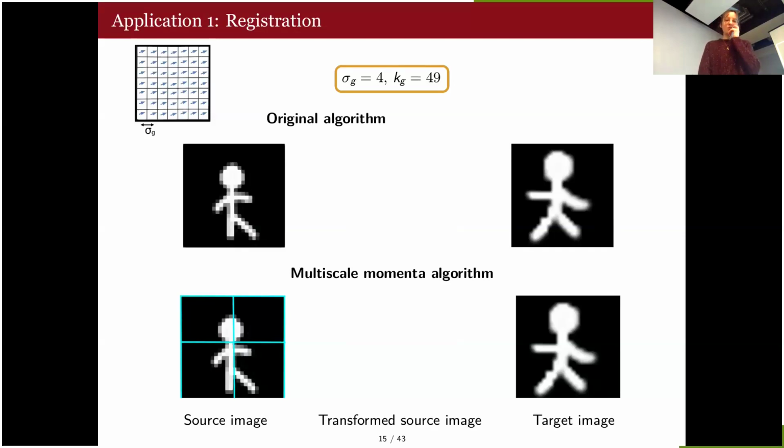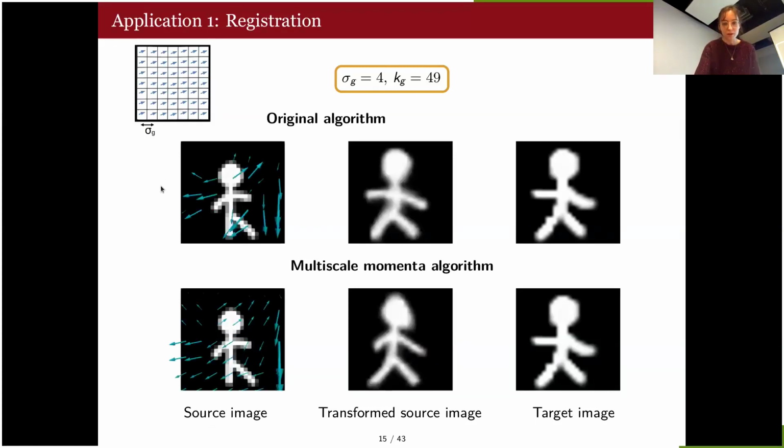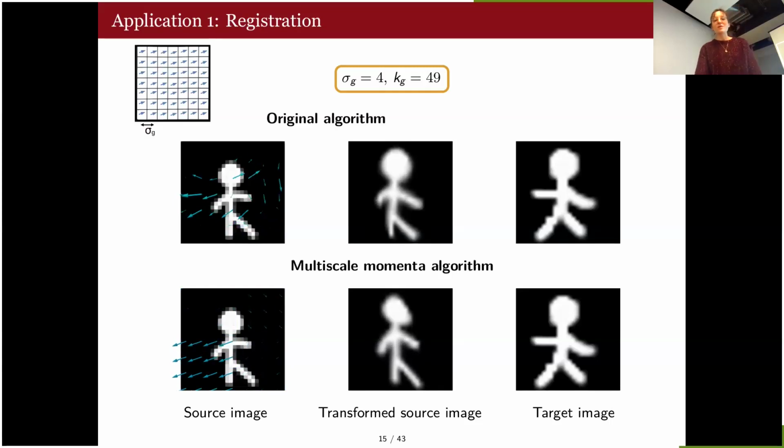So here the lines that you see are actually a representation of the current scale. This means that when we are at the maximum scale, the momentum vectors that are inside the same square will actually be forced to share similar, equal values. And this is what you can see here.